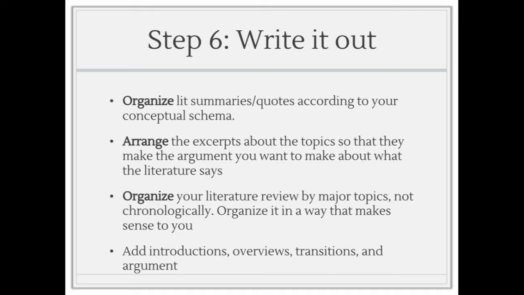This is important because the instinct might be to arrange these topics chronologically, but really you're organizing it in the way that makes the most sense to you. Write that out and pretty much throw those annotations together. And then after you've written everything out, add your introductions, your overviews, your transition statements, and your overall argument. Once you've completed these 6 steps, you'll have a complete draft of your lit review. This process breaks the lit review down into manageable steps for something that seems very large.